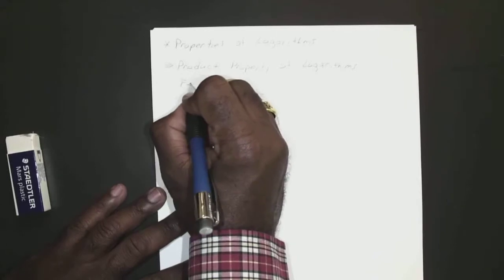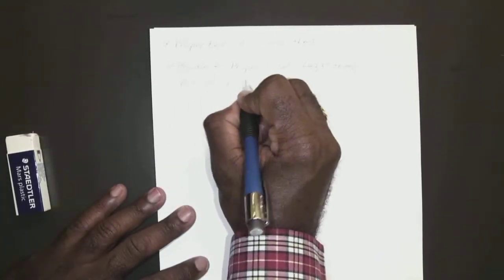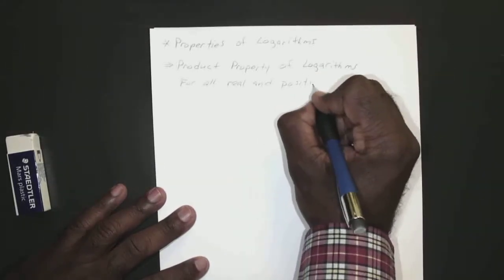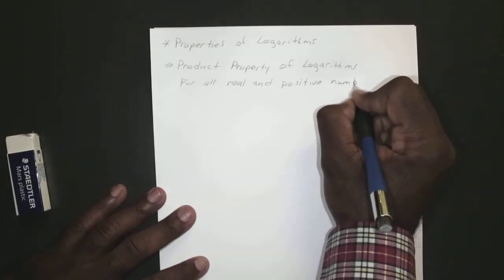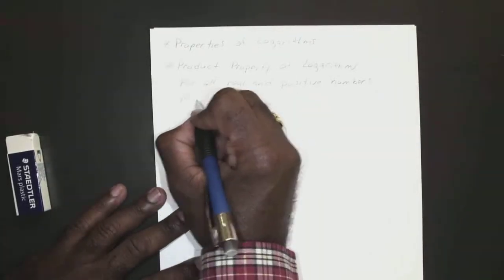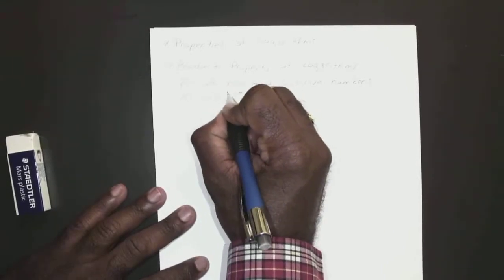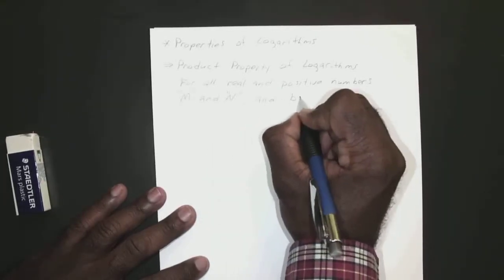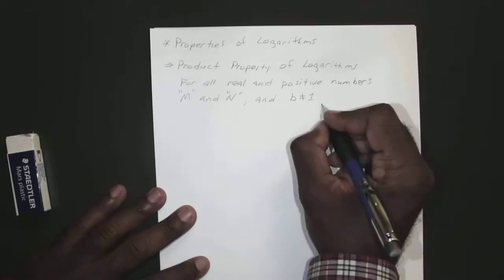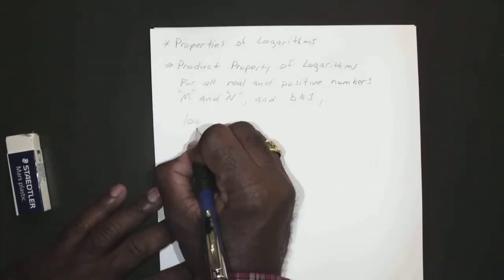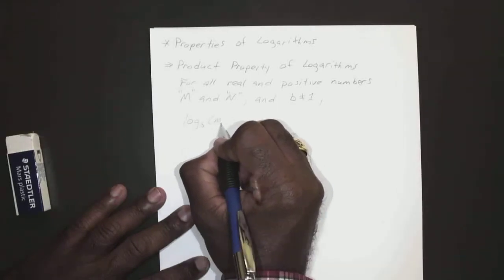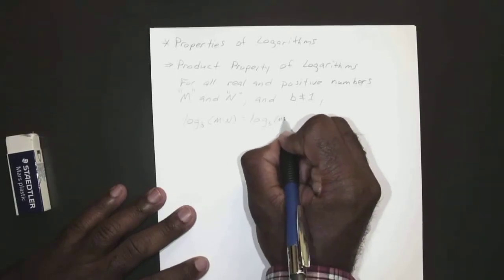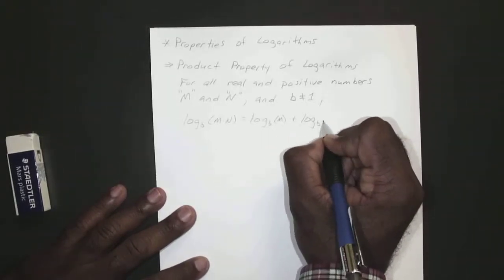Which just says, for all real and positive numbers, we'll call them M and N, to just represent our numbers. And we know our base is not equal to 1. Log base b of m times n equals log base b of m plus log base b of n.